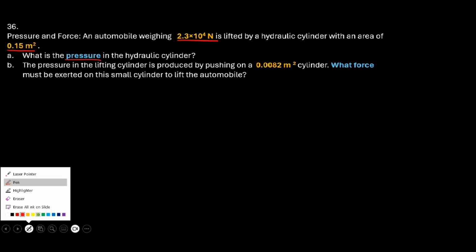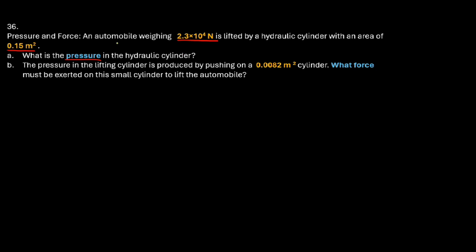So let us first write down what the question has given us. We have the weight of the automobile, which is nothing but the force due to gravity acting on the object. So I will write this as my force F to be equal to 2.3 times 10 to the power 4 Newton. Then we have the area of the cylinder. So area A is 0.15 meter squared. In part A, we need to find what is the pressure P in the hydraulic cylinder.